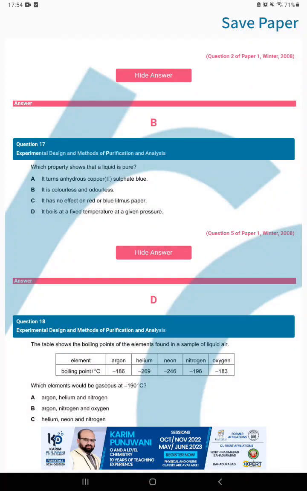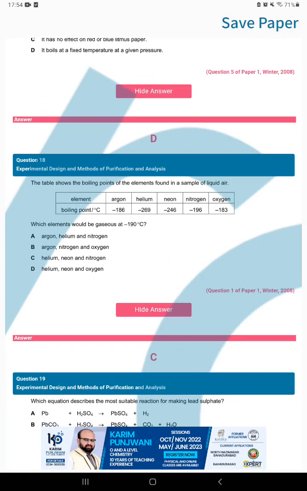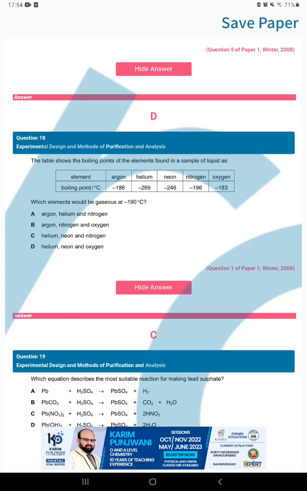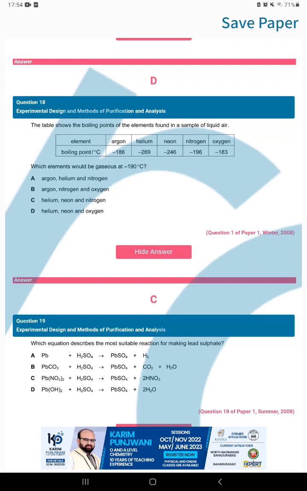Okay. Question number 18. The table shows the boiling points of the elements found in a sample of liquid air. Argon is minus 186, helium minus 269, neon minus 246, nitrogen minus 196, and oxygen minus 183. Which elements would be gaseous yet at minus 190 degrees Celsius? What do you think? Any three you have to tell.